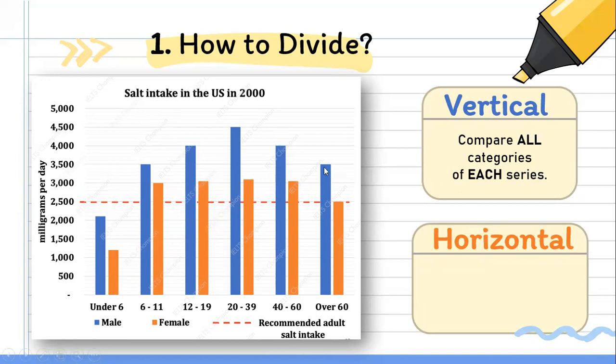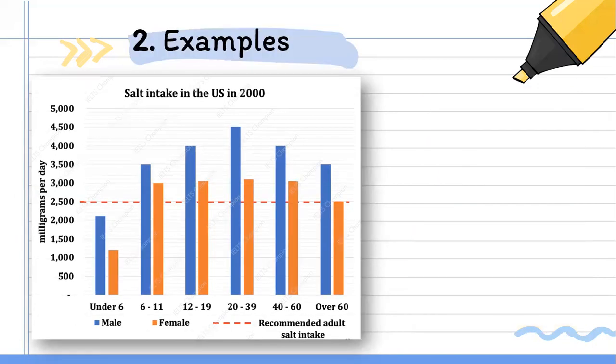Another wiser way to do it is horizontal. You compare each category between series. So you can have a line here about male salt intake and a line here. You just need to have 2 paragraphs to combine and compare the needed information. It is much easier than comparing 6 series, right? It is obvious. So let's take examples of it.